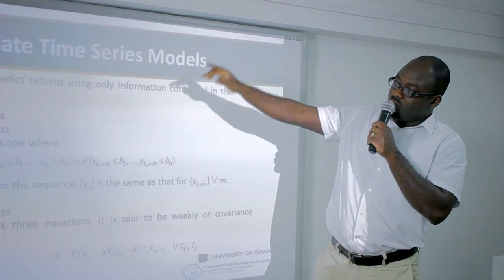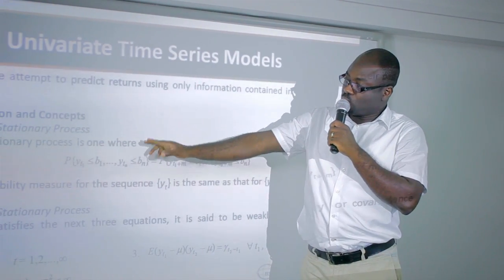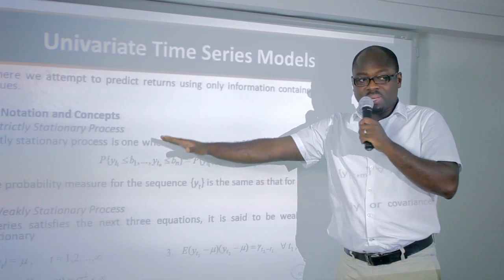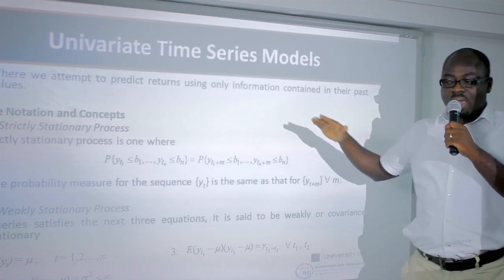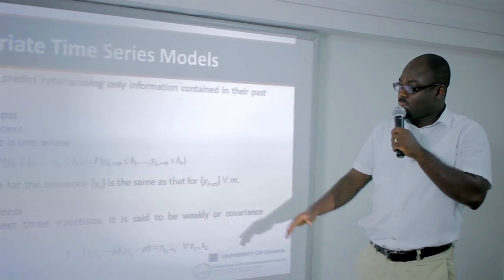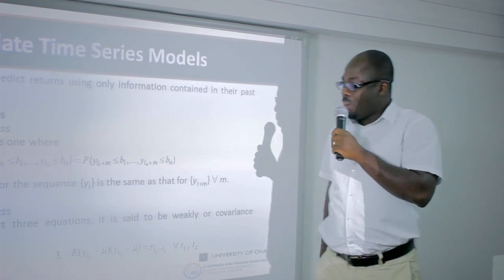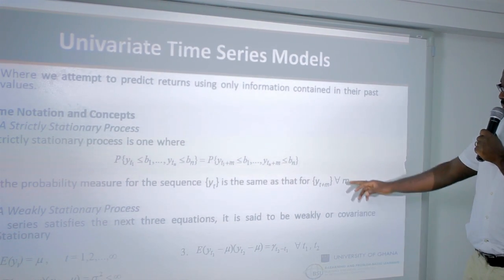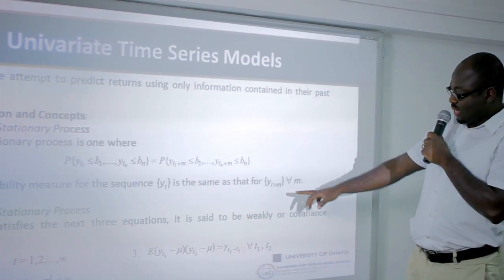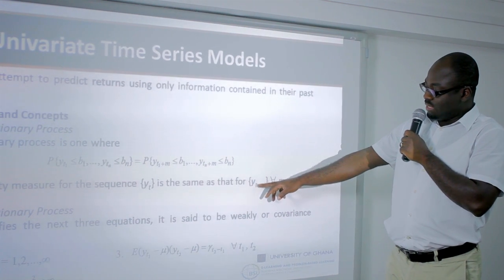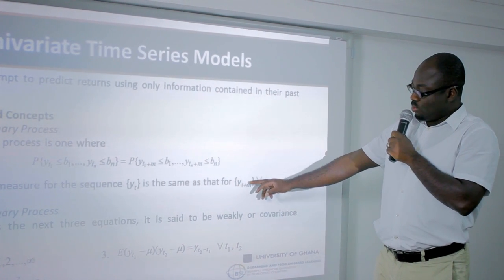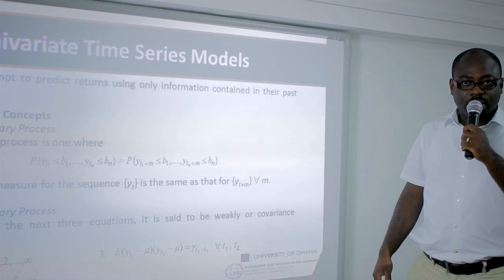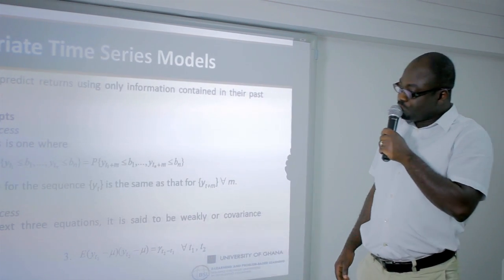So a strictly stationary probability process is one where we have the probability of observing a particular distribution being recurrent in the series. So the probability measure for the sequence yt is the same as that for yt+m for each m. If you can see, we've added t plus m, with m taking any integer. So that means there's a shift in time.